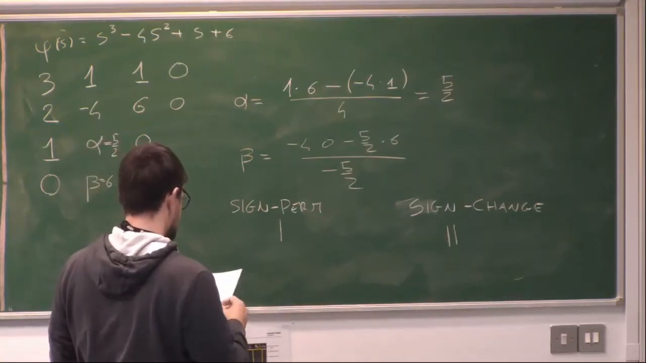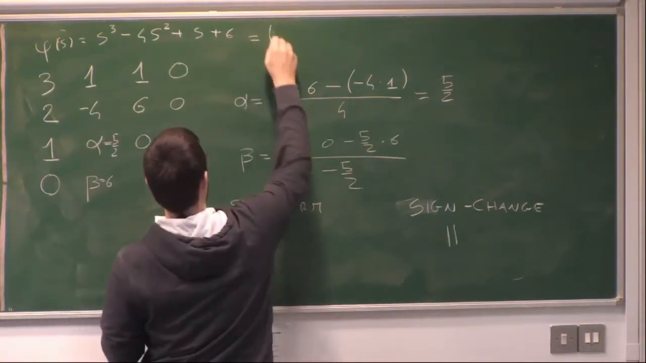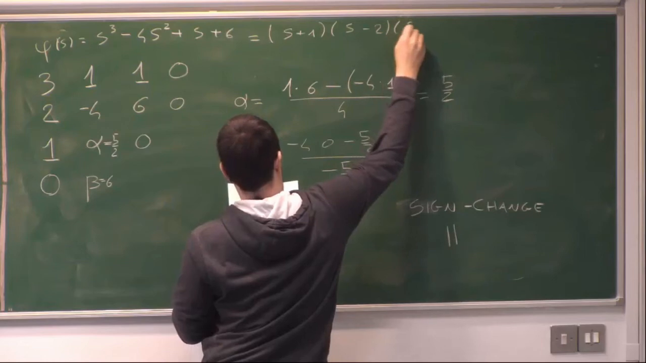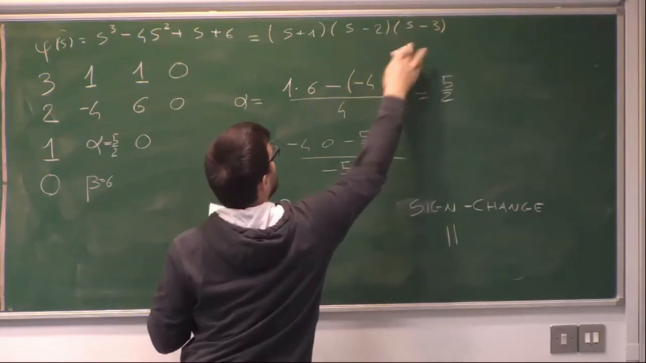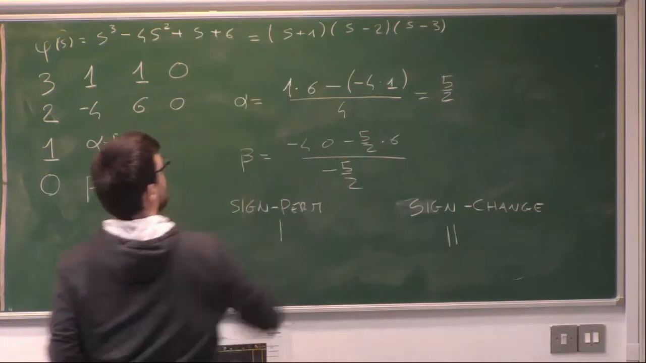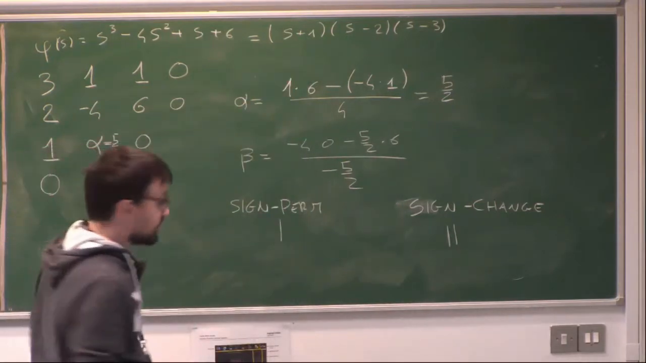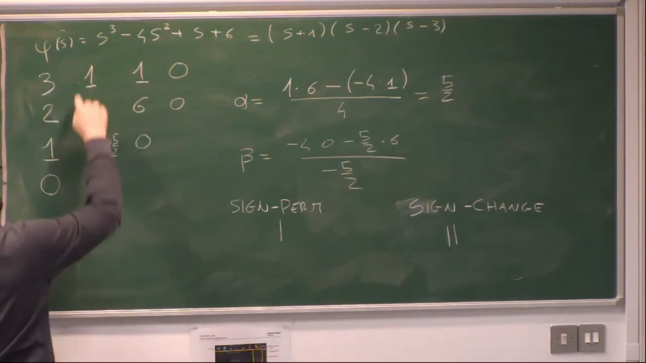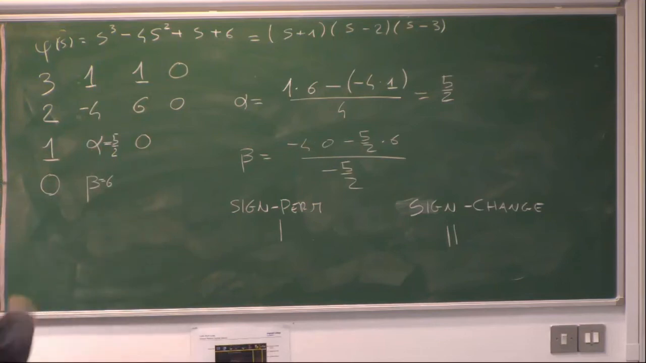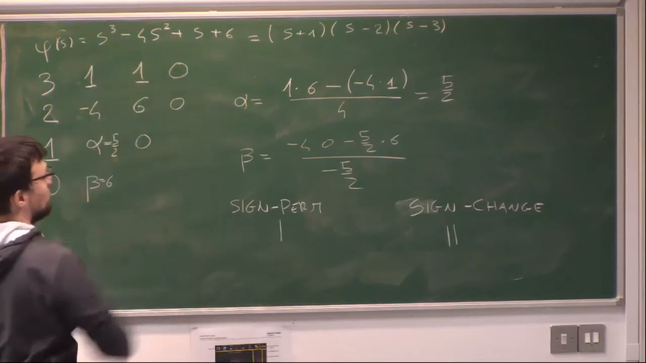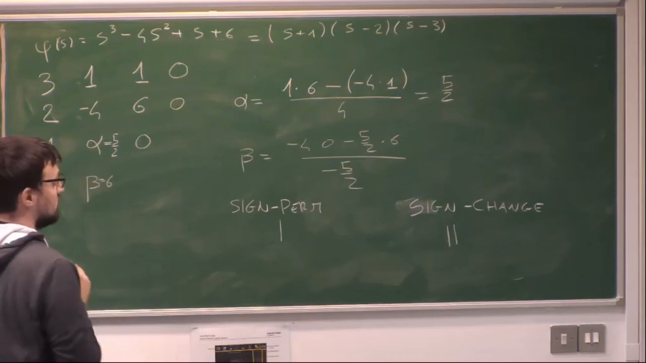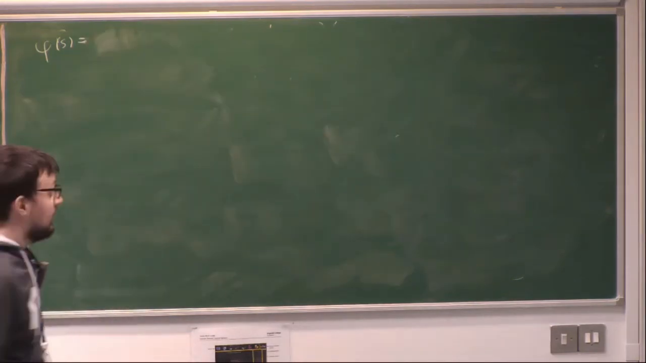And this is the case because this polynomial can be written as s plus 1, s minus 2, s minus 3. So we see that there are 2 roots in the right-hand side of the plane and 1 root in the left-hand side. If we were checking just the stability of the system, already looking at the first 2 lines we would know that the system is not asymptotically stable because there is a sign change. So just looking at this without doing any computation, we know that the system associated to this polynomial is not asymptotically stable. Let's make another example.